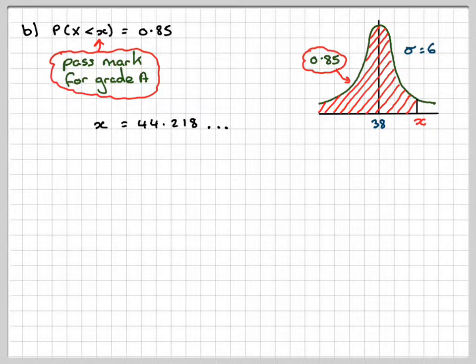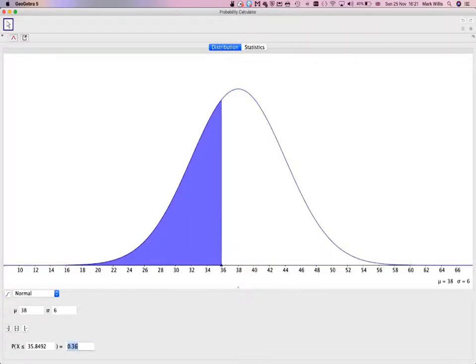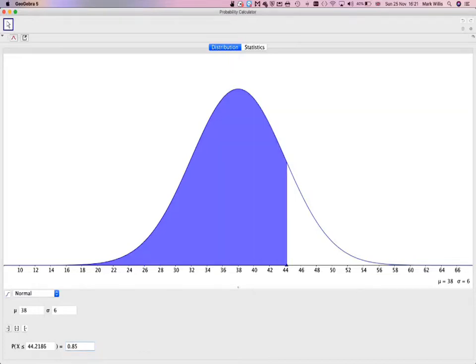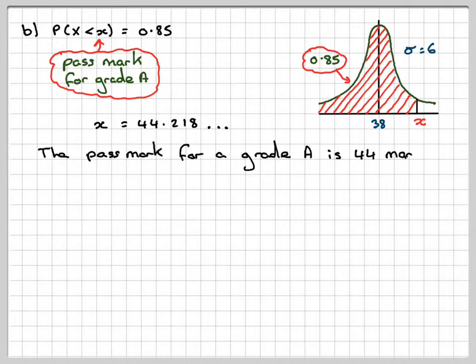Let's just see how we get that. So on the calculator, do inverse norm. So on GeoGebra, I already have the mean and the standard deviation set, and I want less than, so I'm going to use that one, and then I'm going to put in here 0.85. Less than is usually easier to calculate. So that gives me a value of 44.2, which is what I got here, 44.2, and therefore the pass mark for the grade A will be about 44 marks.